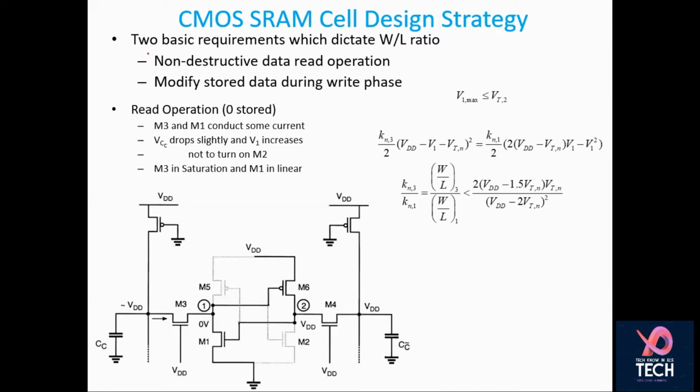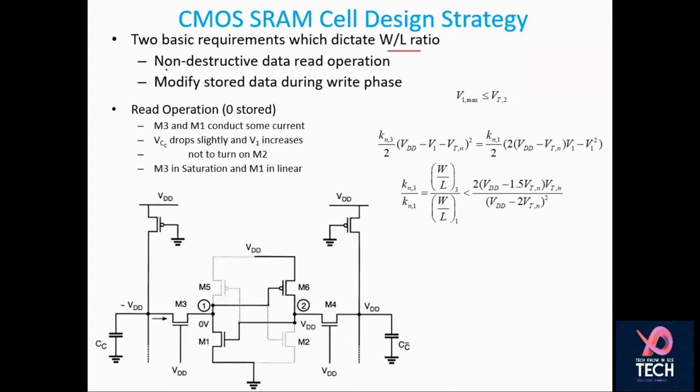So let's start. The first thing that is of importance as far as your SRAM is concerned is that there are two basic requirements which dictate the W/L ratio. That means whenever you want to design an SRAM, there are two basic requirements that will decide what W/L ratio you should keep for all of them. It is not a random thing that you have any W/L ratio for these transistors, it should be in some order. So that's very important.